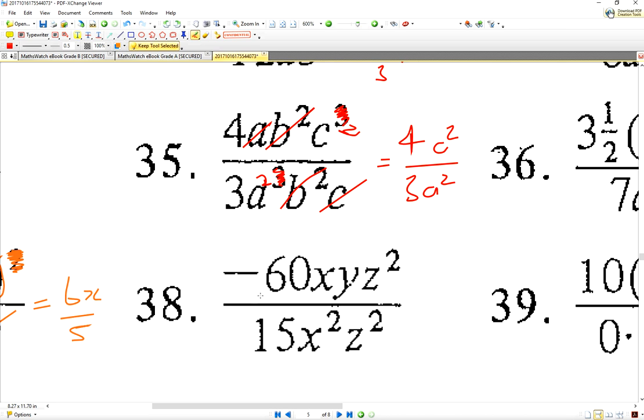Okay, that's lovely. And the last one, minus divided by a plus, so you will have a minus in your answer. So divide that by 15, divide that by 15, that'll give you 4. Divide that by x, divide that by x, you do the squared. And divide this by z squared, divide that by z squared. So we're left with minus 4y divided by x only, yes? Yeah. And that's done. That's the end of the exercise. Okay, thank you.